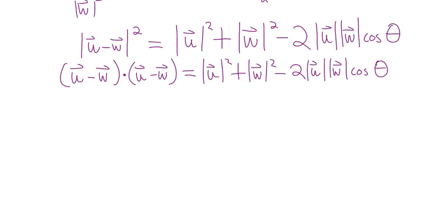Dot product is analogous to multiplication, has a distributive law. So we get U dot U minus U dot W minus, and it's also commutative, so I'm going to go another U dot W plus W dot W. Okay? That's just foiling that out, right? That's all we're doing. And that's equal to.